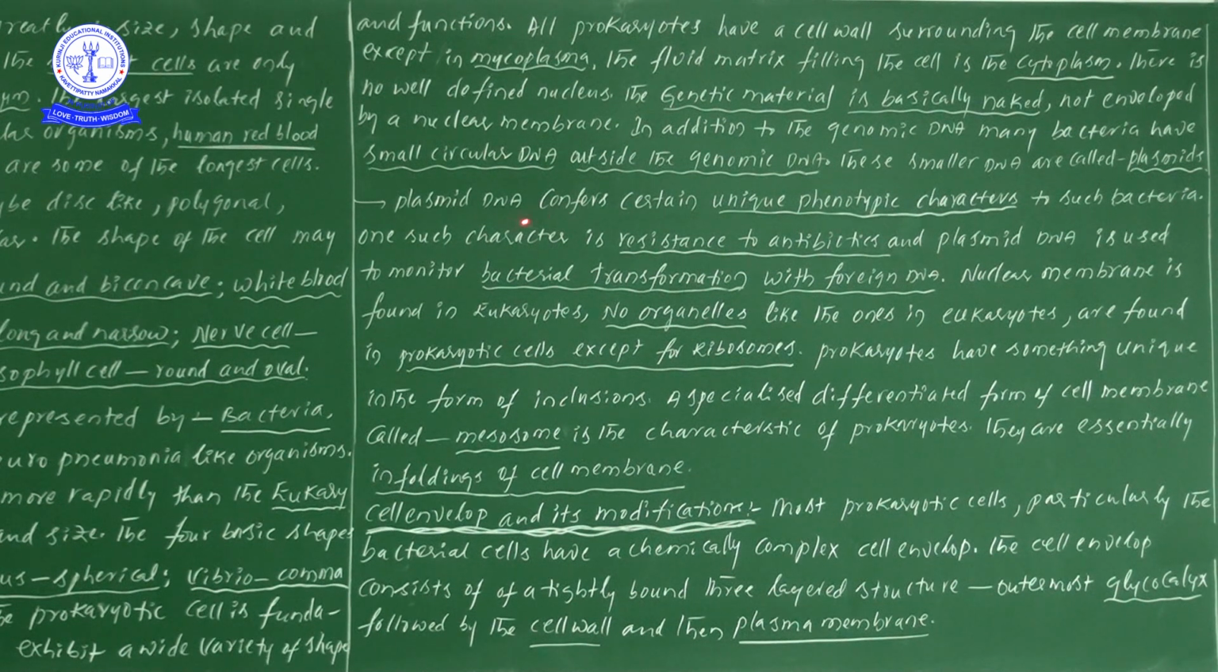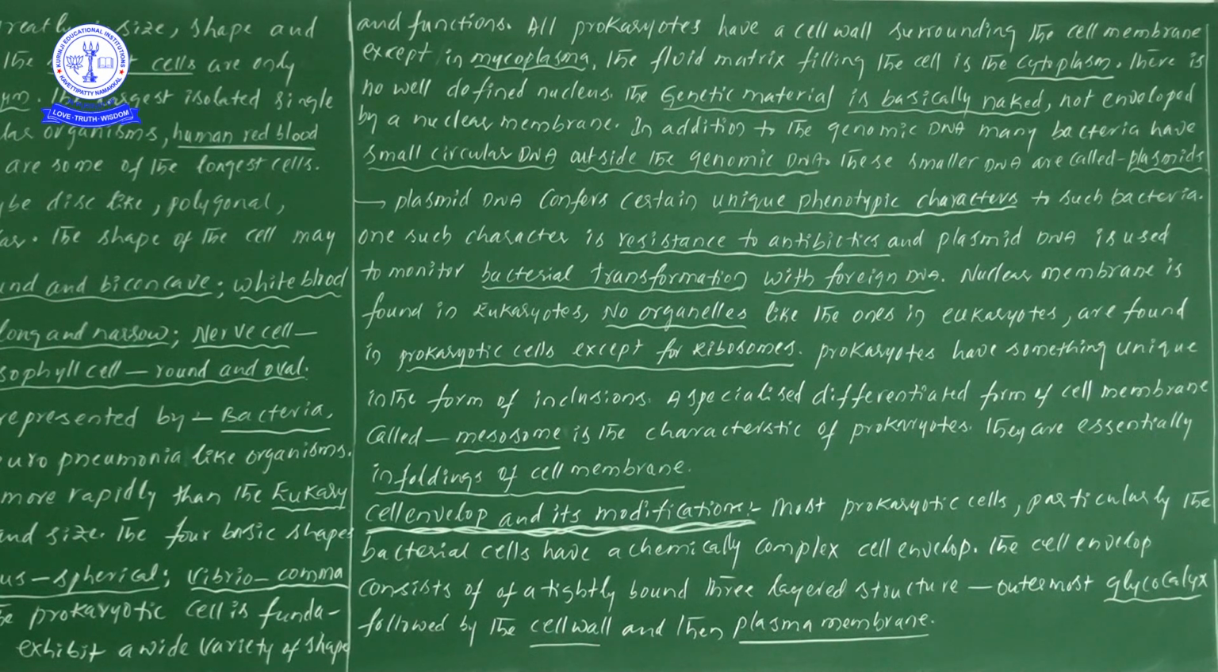Next one, plasmid DNA confers certain unique phenotypic characters. Because of the presence of a plasmid DNA in a bacterium, this DNA also does some important activities in the cell. So the point is, unique phenotypic characters to the bacteria, and one such character is resistance to antibiotics.